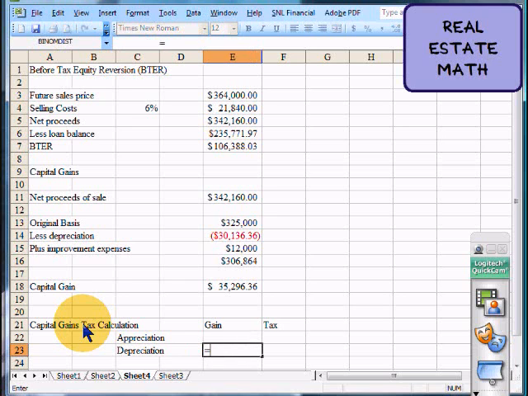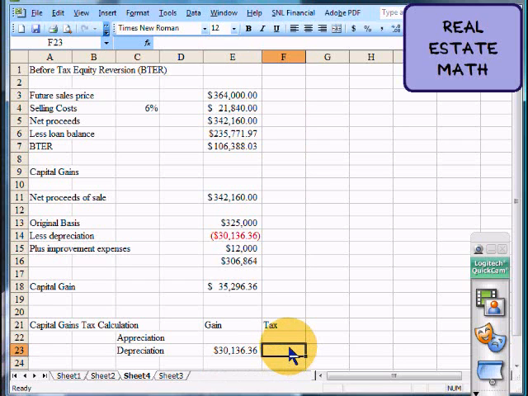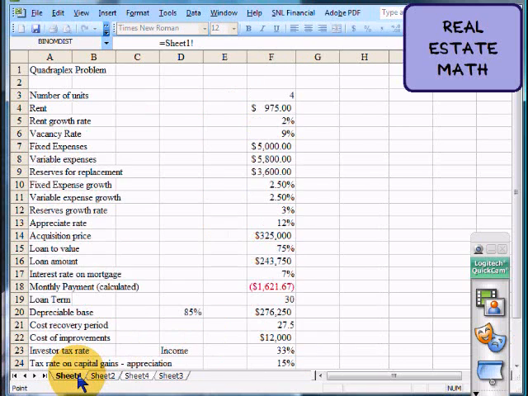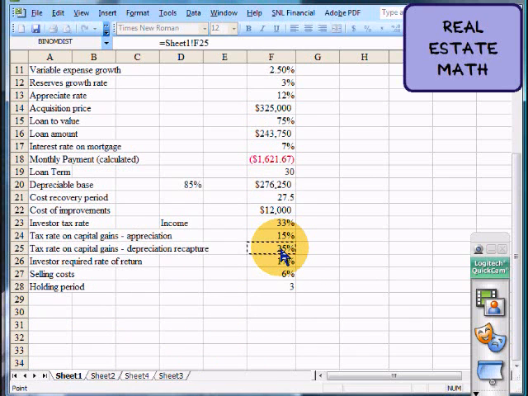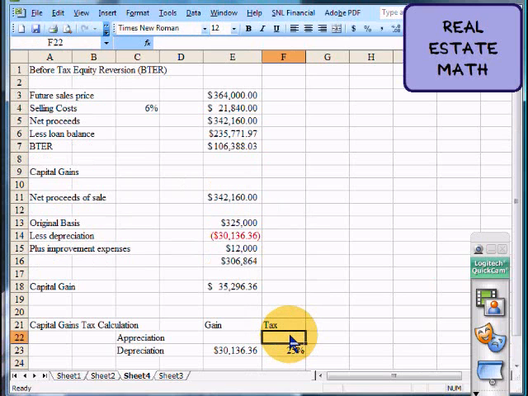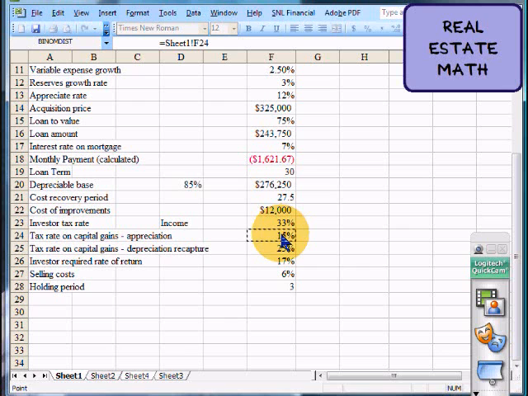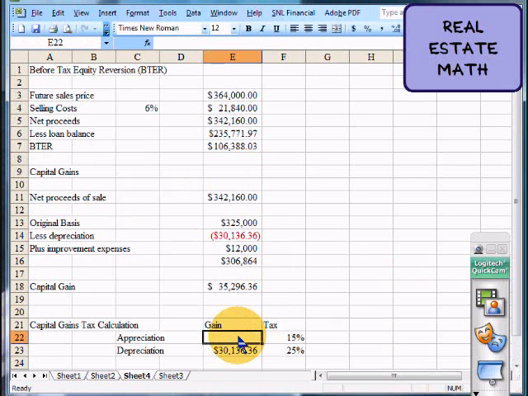So what we're going to do is point back up to this depreciation value, and because it'll simplify the way this looks, we'll reverse that. So we show that the depreciation recapture is $30,136, and the tax rate on depreciation recapture, we'll go ahead and point that to our original setup slide, if you recall, is 25%. The tax rate on capital gains, we'll go back here and point to that value, is 15%.